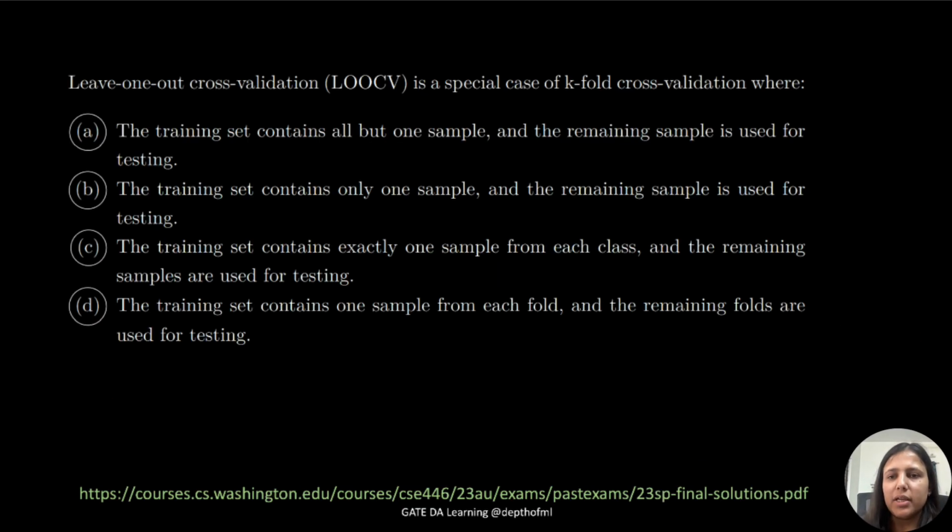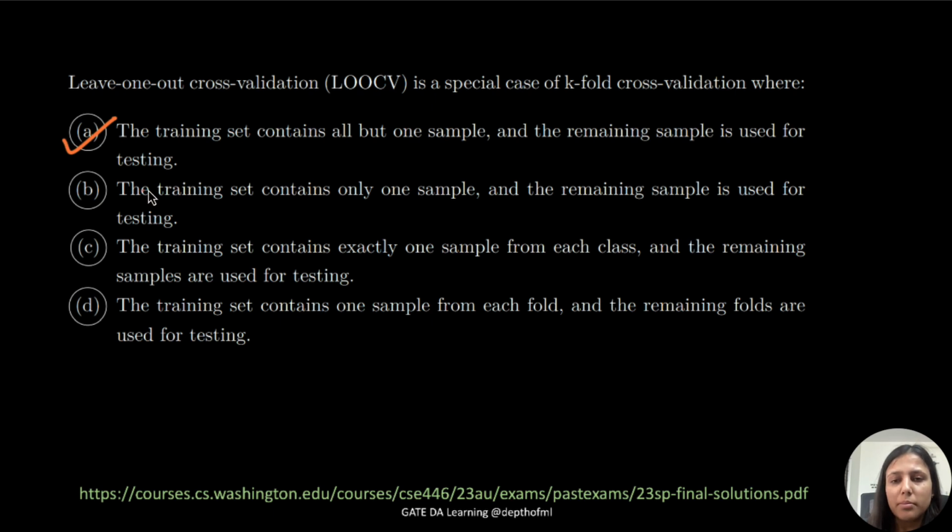What they are saying is, leave one out cross validation is a special case of k-fold cross validation where, as we have talked about previously, k is equal to n, right? So the training set contains all but one sample and the remaining sample is used for testing. So this is correct, right? We saw that we have n-1 samples in the training set and there's just one sample in the test set. Okay, the training set contains only one sample. No, this is not correct, right?